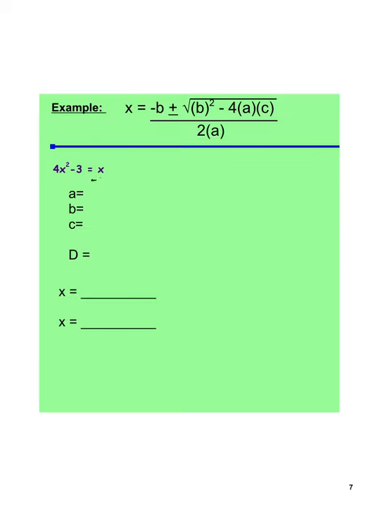So the first thing we're going to do here is we're going to subtract the x from both sides because we need this to equal 0. So we're going to have 4x squared minus x minus 3 equals 0 when you subtract that x from both sides. Okay, so that means our a is 4, our b is -1 since this is a -1x, and our c would be a -3 since it's minus 3 at the end there.